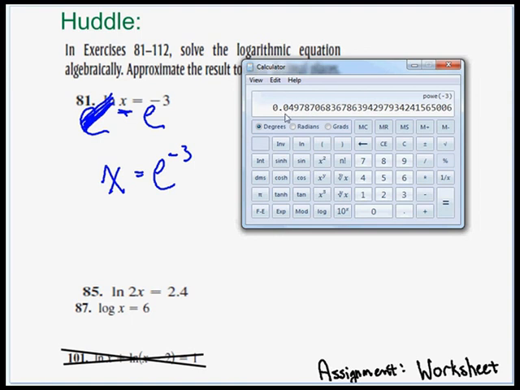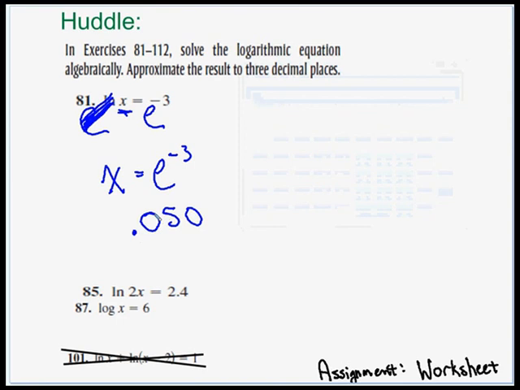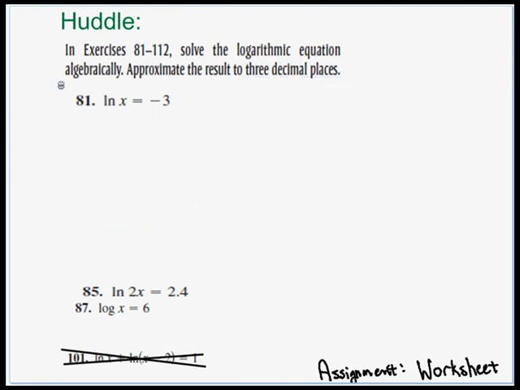0.049787. They want it to 3 decimal places. So it looks like 0.05 is going to be good, 0.050 approximately. All right. Number 85. Not too difficult here.